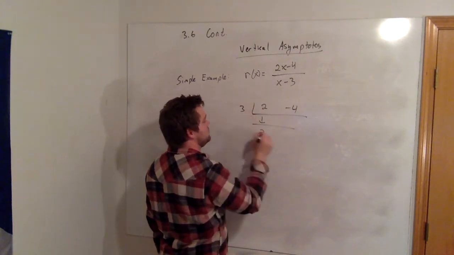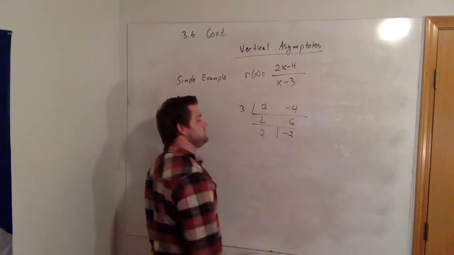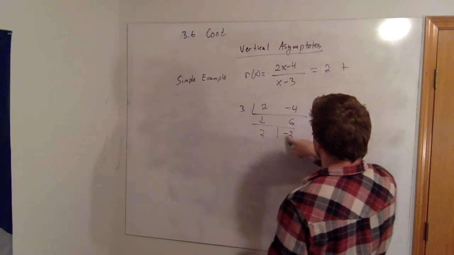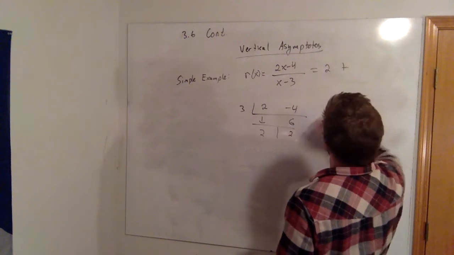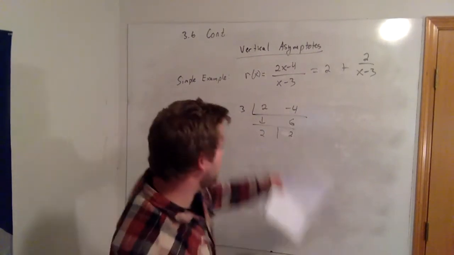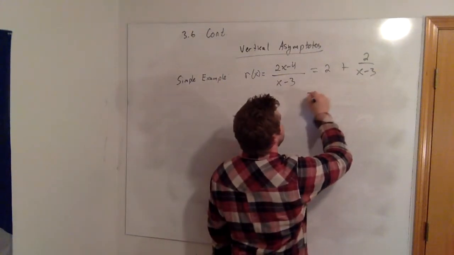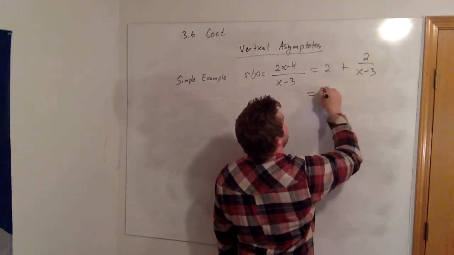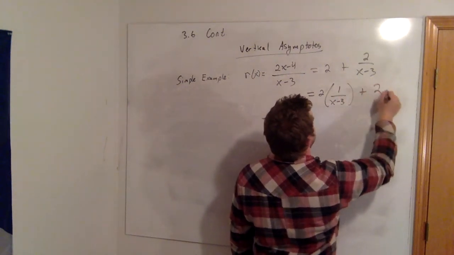So if I bring down the 2, what am I going to get? 3 times 2 is 6. 6 plus negative 4, what is that? Positive 2. So we're going to get a 2 plus our remainder, a 2, all over our x minus 3. So we can write this in this form after doing the synthetic division. If you would like, we could write this as 2 times 1 over x minus 3 plus 2.